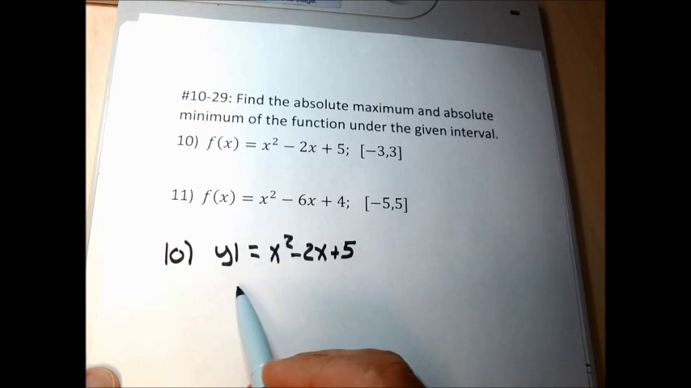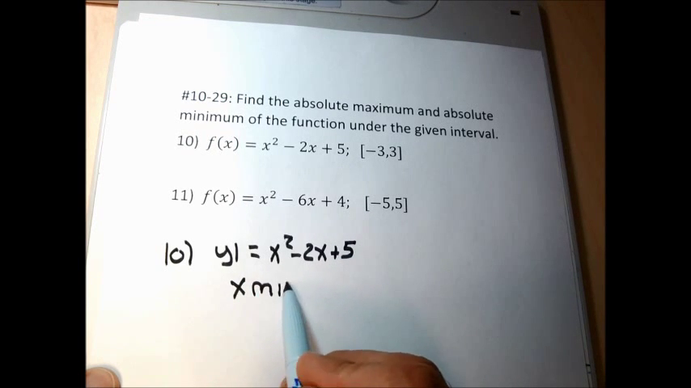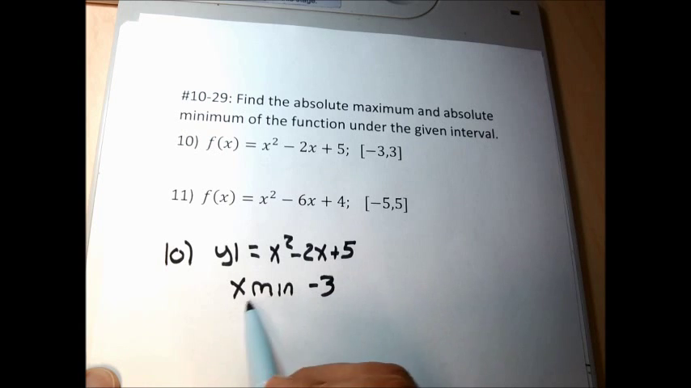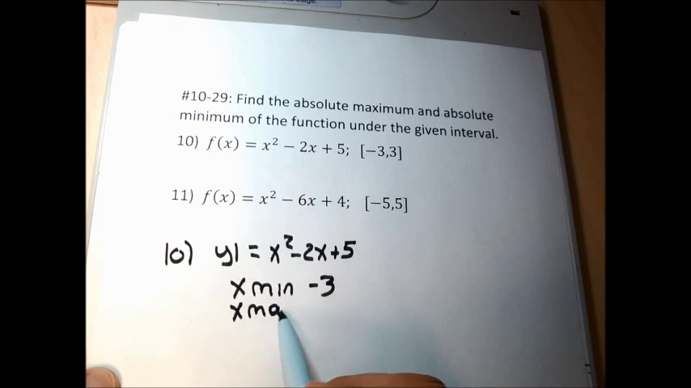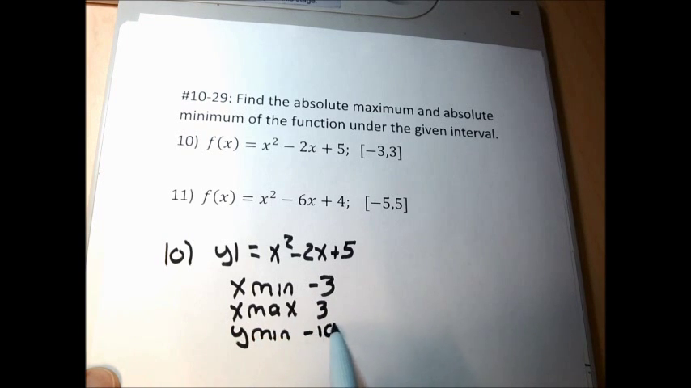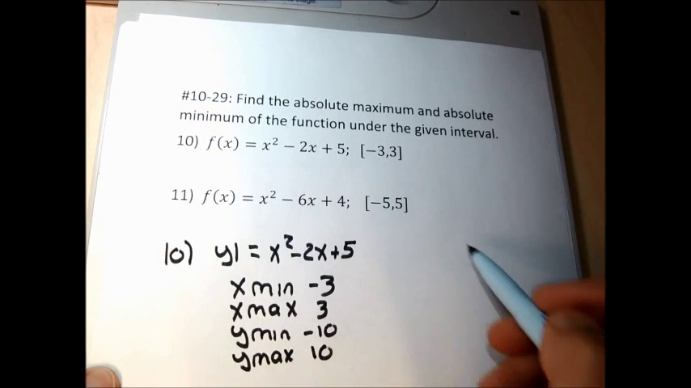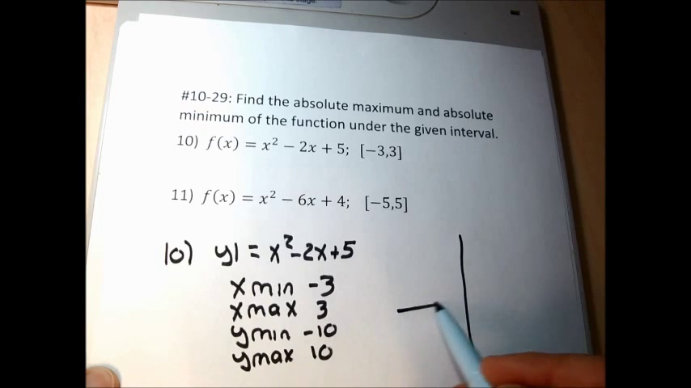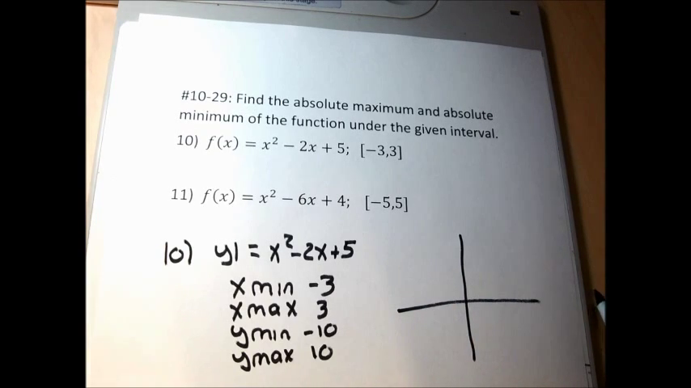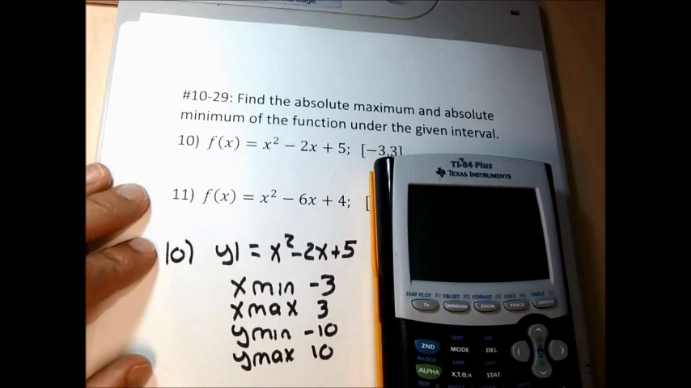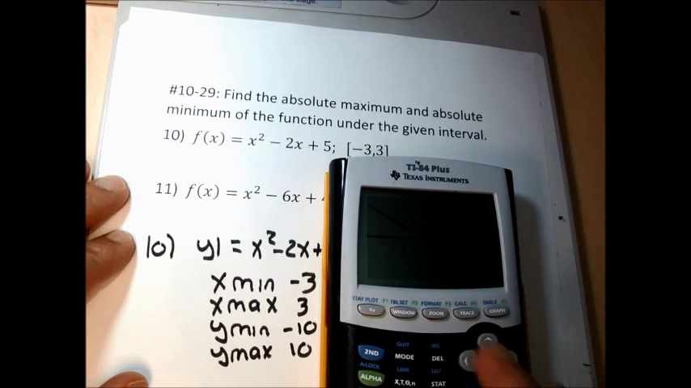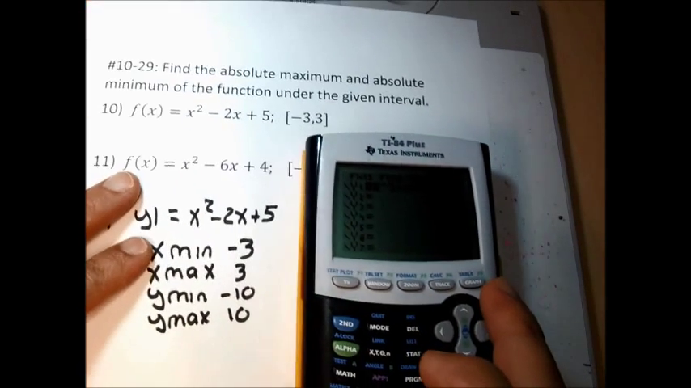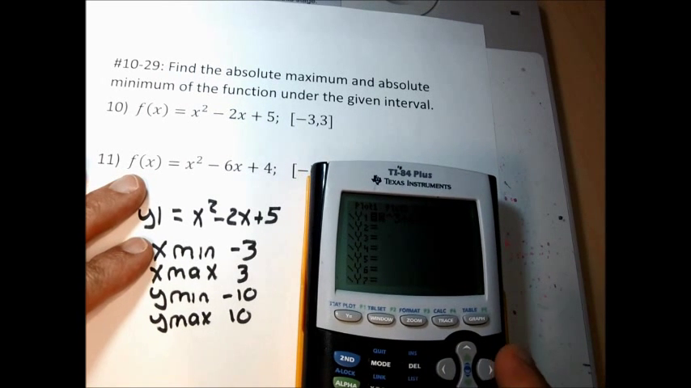And when I go to set my window, I'm going to do x min is -3, x max is +3, and I don't really know where to set the y's right now because I don't know the y coordinates of any of the points. But I'm going to leave those at 10. And what I'm going to get is a graph that's going to look a lot like the graphs that I gave you. We're not going to use the graph. We're going to use calculus, but I could use that graph. So I'm going to go y equals now, enter the function.